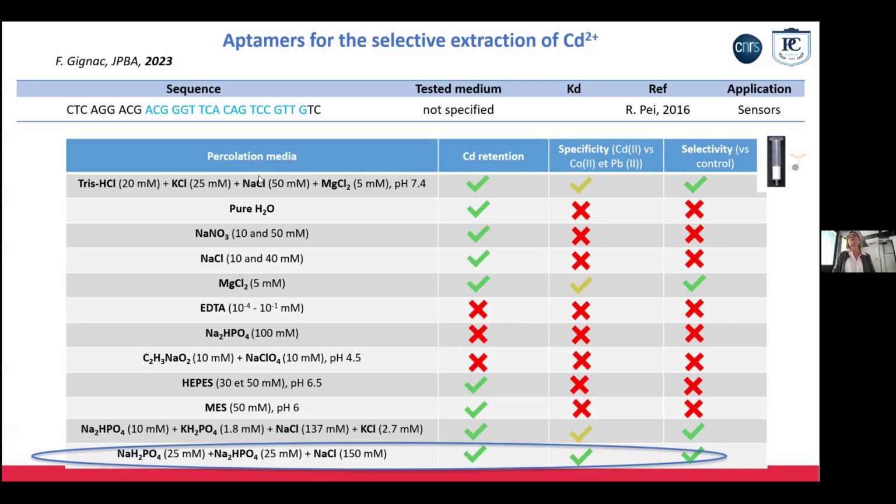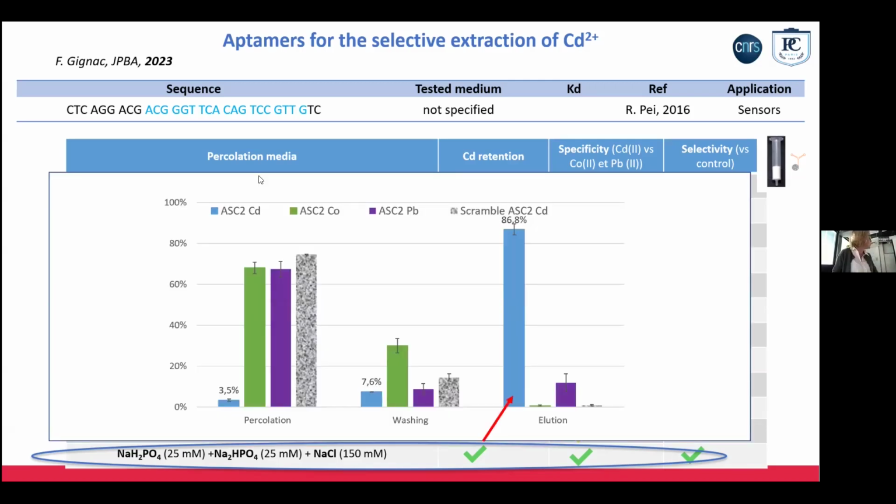And at the end, if we don't put the good aptamer on the cartridge, if we retain this cadmium, it's not a good thing either. So at the end, there is only one medium. Don't ask me why, at that time we were still studying why. But this medium is working well. And this is the result that we obtained with this medium: strong retention of cadmium, low retention of cobalt and lead, which are lost during the percolation step, and no retention on the control solid support. I think we are sure that we have a very selective extraction procedure.